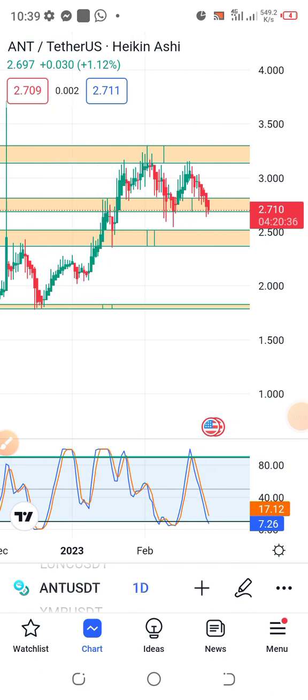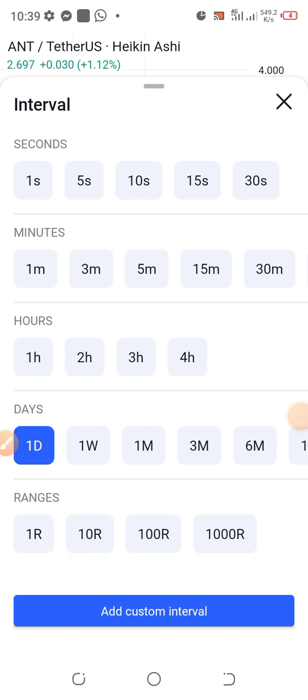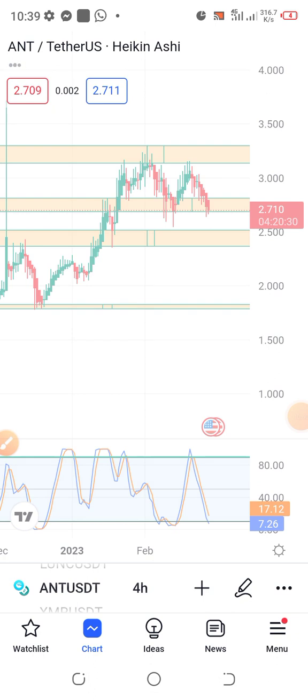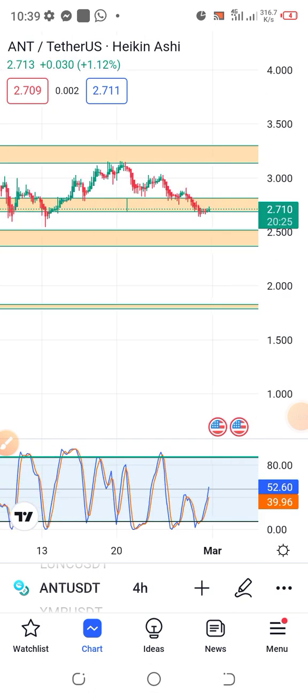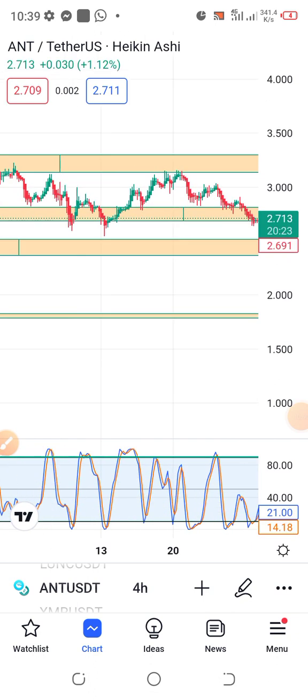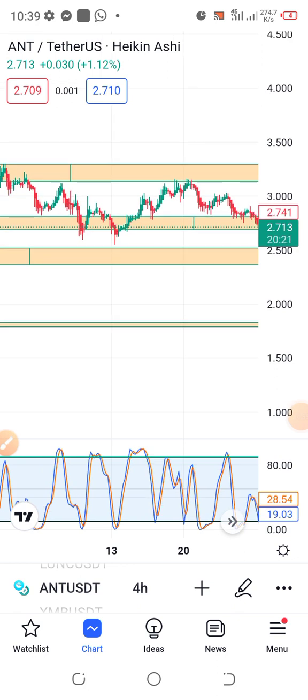For example, this was our... for example, as you can see, if you go back to 1 hour time, 4 hours, actually when you go to 4 hours, actually this is it.